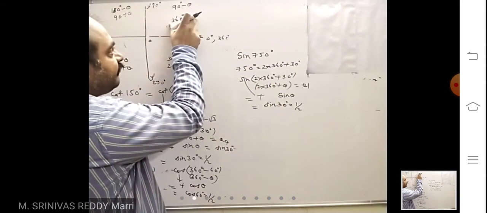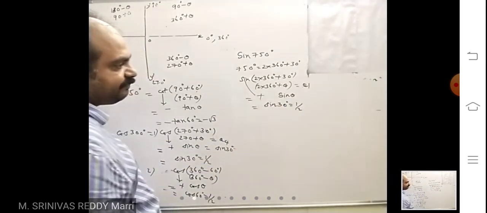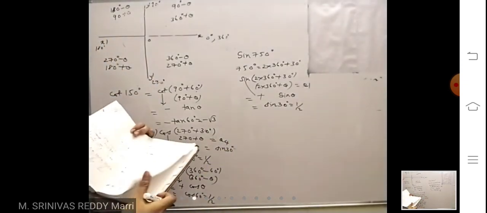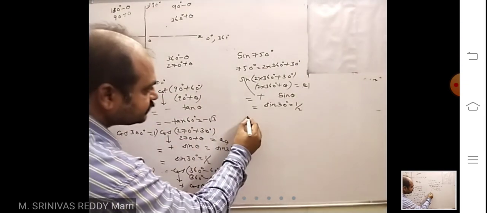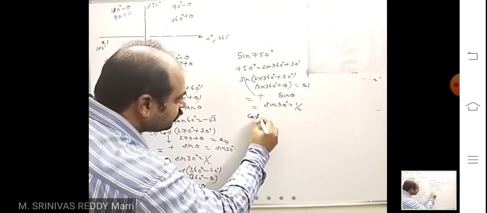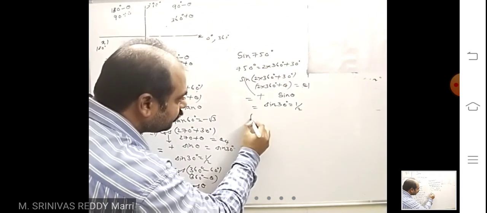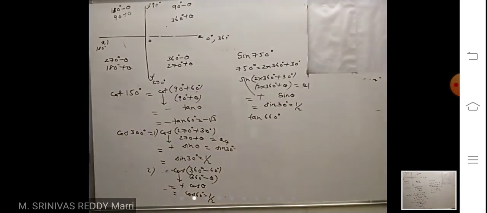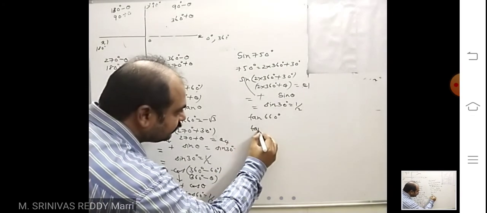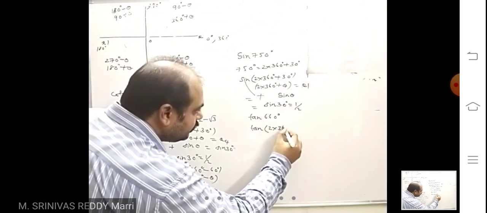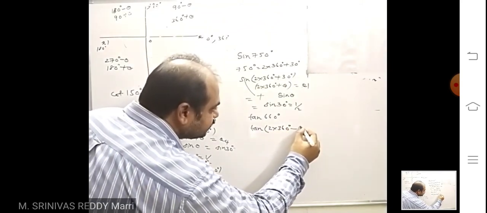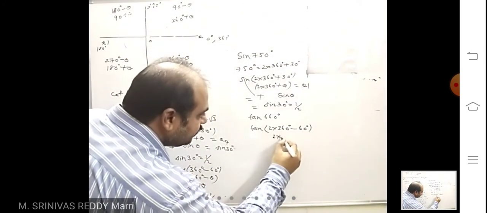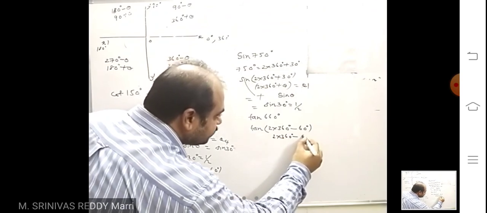Now this is in quadrant 1. Quadrant 1 sine is what? Positive. That means plus sine theta, like that. Suppose another value, suppose tan of 660 degrees there. So you can write in terms of 360: tan of 2 into 360 degree minus 60 degree, that is 720 minus 60. That means 2 into 360 degree minus theta.